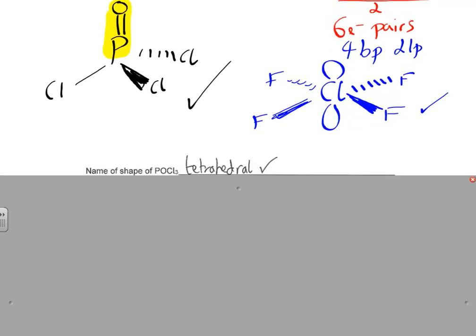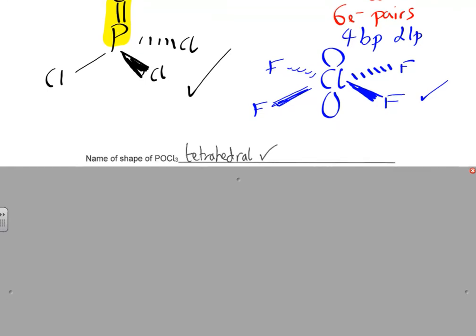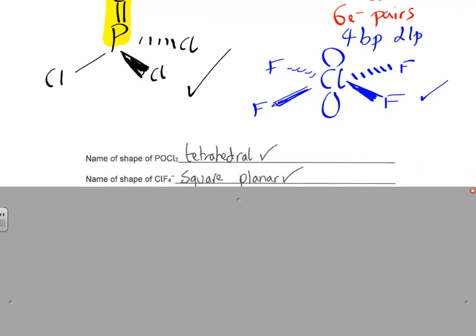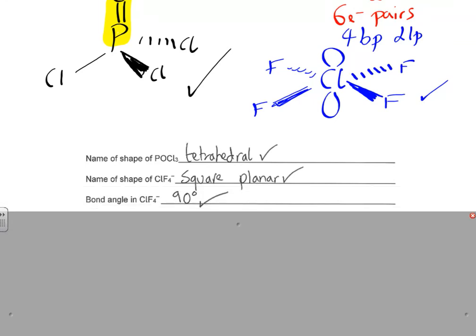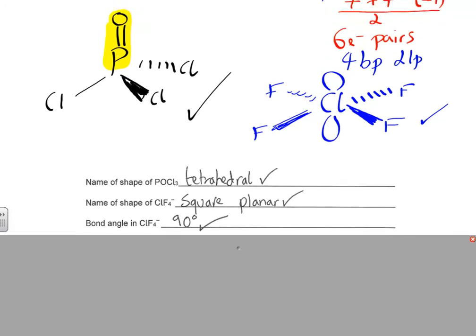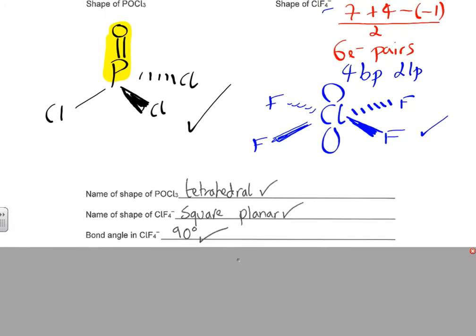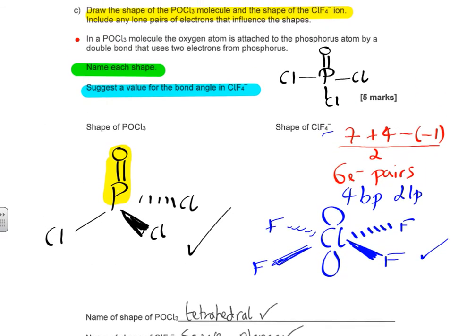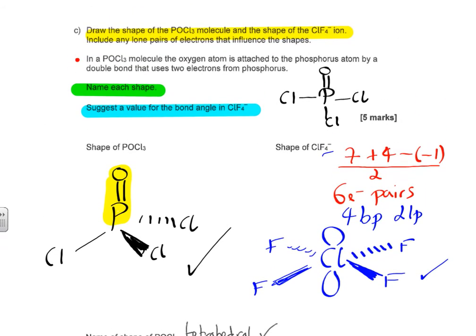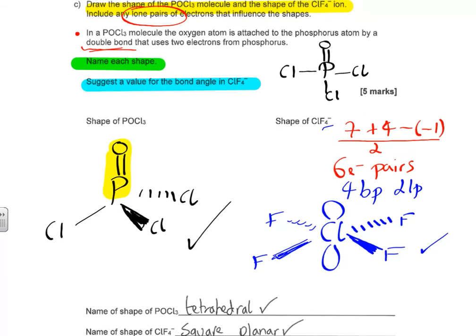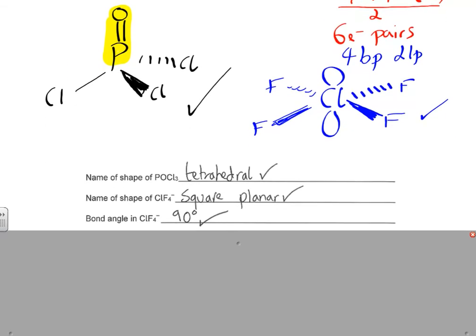Now we've already hinted that the shape of the POCl3 is tetrahedral, the ClF4- ion is square planar, and of course the bond angle in that square planar shape would be 90 degrees. Do make sure when you draw the shape diagrams that you do follow the advice in the questions. Again, we reiterate with these examples that you might not have seen before, you will be given advice, for instance, about the double bond. You will always be expected to show lone pairs on the central atom, so do make sure your diagram includes those lone pairs.